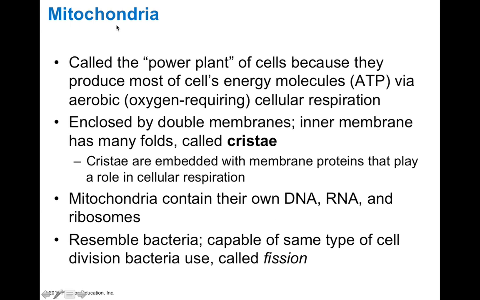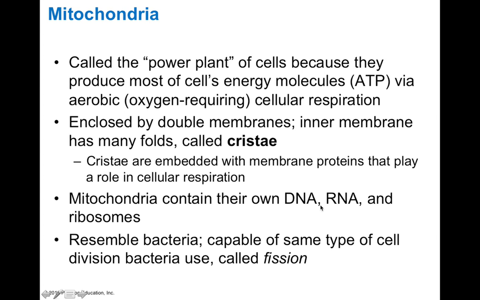Now, mitochondria is the first membranous organelle we'll talk about. Remember, this is like the power plant of your cells because they produce most of your body's ATP. Now, mitochondria produce most of this ATP through aerobic cellular respiration, and this is oxygen requiring, therefore. Now, the mitochondria are membrane bound because it has a double membrane, an inner membrane that has many folds called cristae, and these are embedded with proteins that play a role in cellular respiration. If you all remember going back to previous biology classes, you probably learned about the electron transport chain, but this is located within the inner membrane.